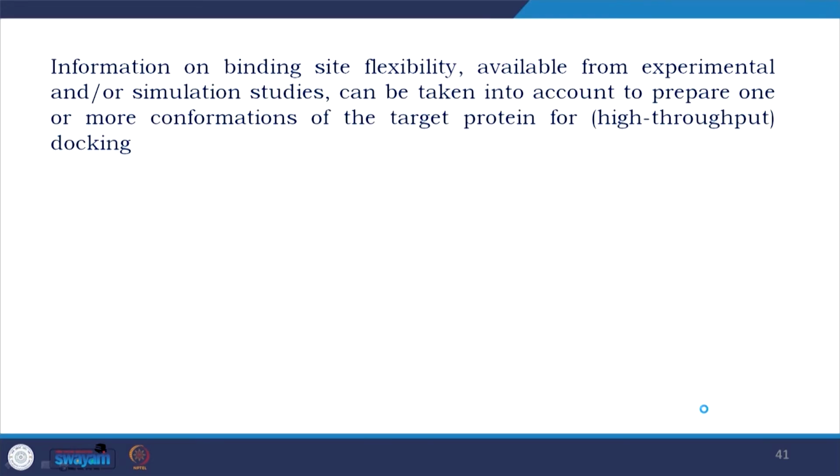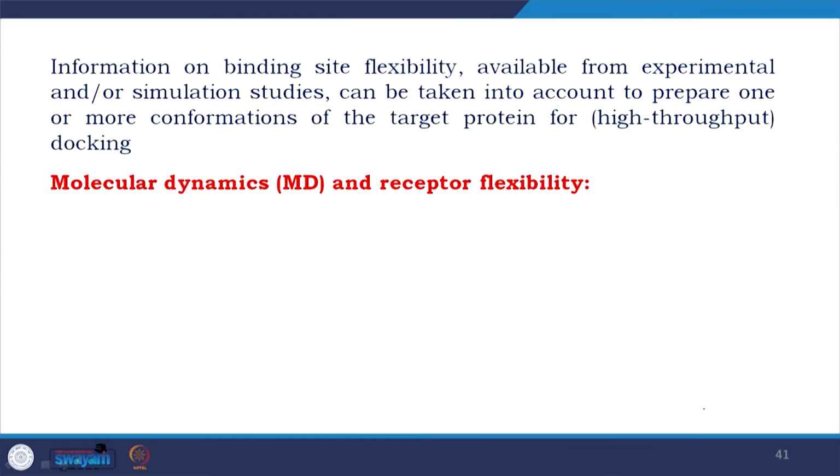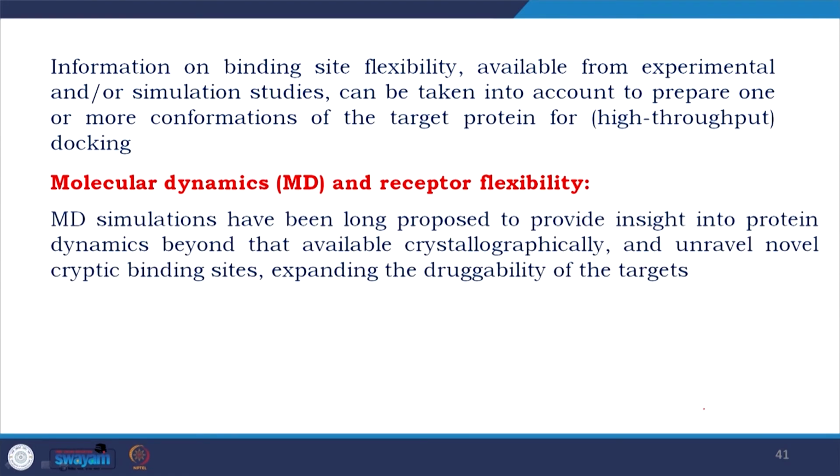And remember, I told you about the simplest idea of docking, that is why I told you, because docking cannot validate those complex situations. So, information on binding site flexibility available from experimental or simulation studies can be taken into account to prepare one or more conformations of the target protein. So, yes, you cannot model all possible conformations, but you try to get more structures, and if you get multiple conformations, you include both of them in the docking ensemble, and in that case molecular dynamics helps getting receptor flexibility.